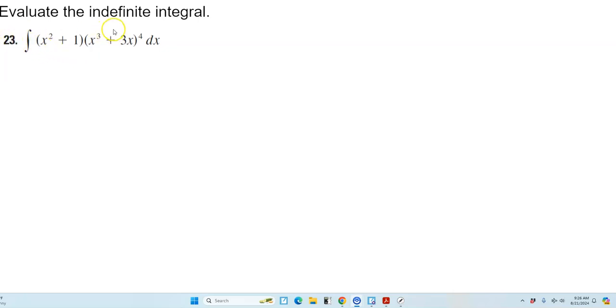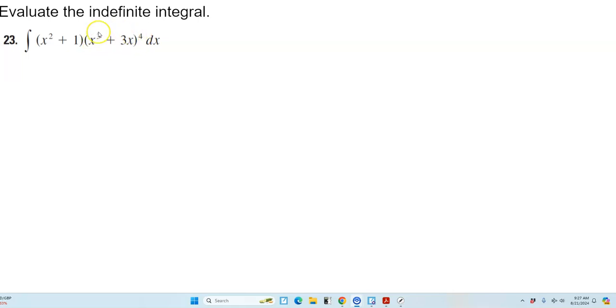Evaluate the indefinite integral. In this question, we have the integral of the quantity (x squared plus 1) times the quantity (x cubed plus 3x) to the fourth power times dx. So in this scenario, what we want to do is figure out what we are going to let u equal. Well, if you look at the first quantity here, it's x squared plus 1, and then we have x cubed plus 3x to the fourth power.